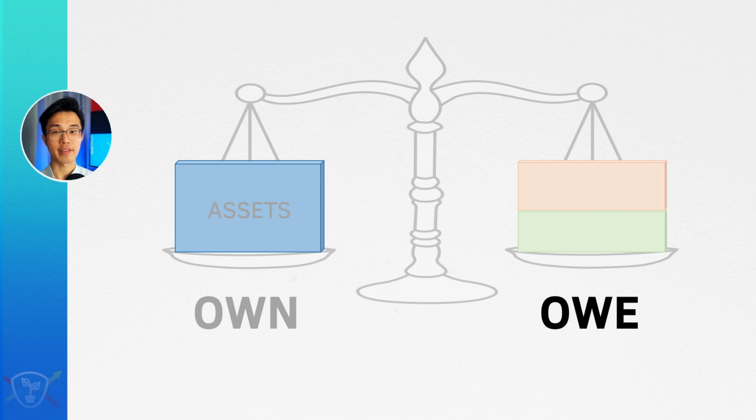And on the other side of the scale, what we have is what the company owes. And here's where we find things like liabilities and equity. Liabilities are what the company owes to its creditors or to other people. Let's say the company borrowed money, took a loan from a bank, for example. This would come under liabilities. Equity is what the company owes to its owners. So what we find here basically is what belongs to the shareholders of this company.